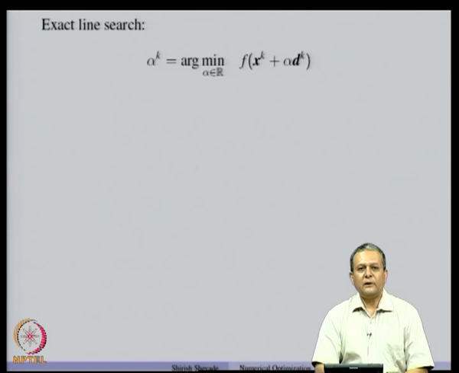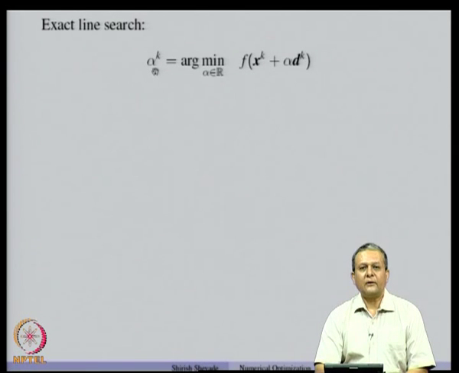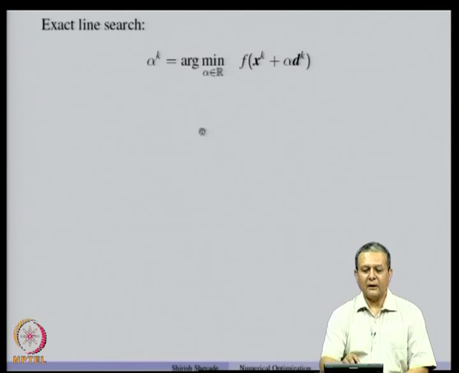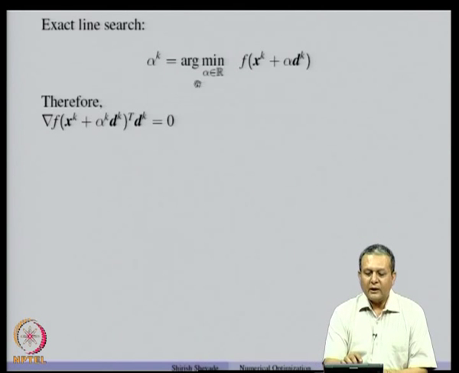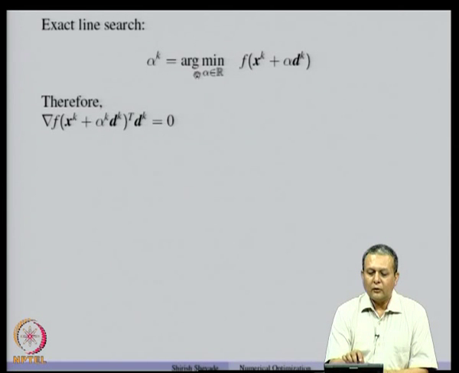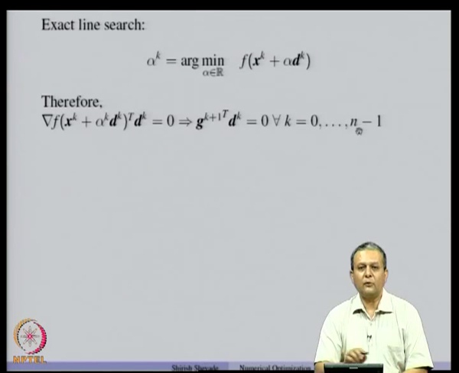Now, let us prove this result. Suppose that alpha k is obtained as the minimum of f of x k plus alpha d k, where alpha belongs to R. Since it is obtained using an exact line search, if we define phi of alpha to be f of x k plus alpha d k, then phi prime of alpha equal to 0 implies that the gradient of f at x k plus alpha k d k, transpose d k, equal to 0. And x k plus alpha k d k is nothing but our new point x k plus 1. So, g k plus 1 transpose d k is equal to 0 for all k going from 0 to n minus 1.